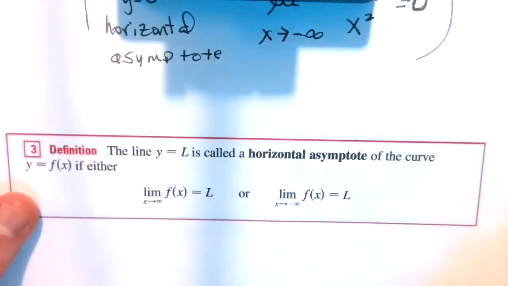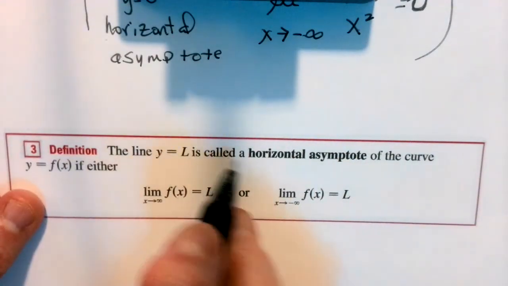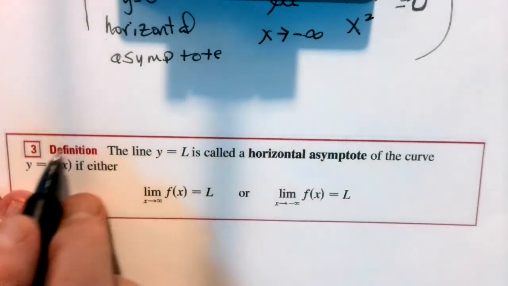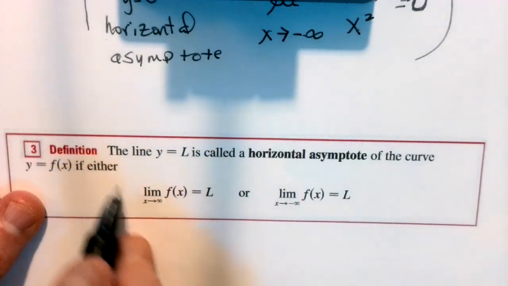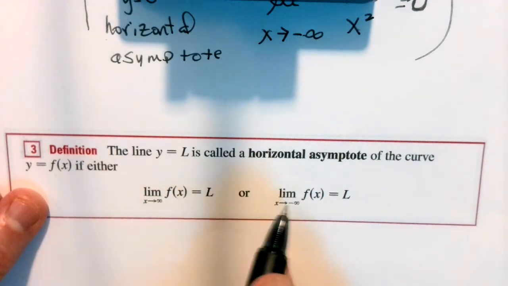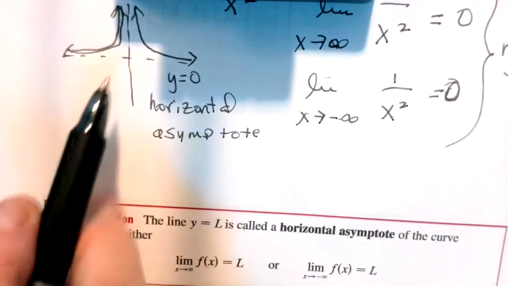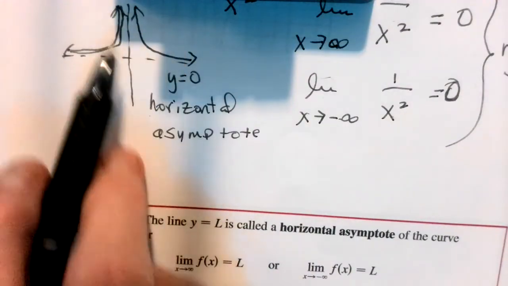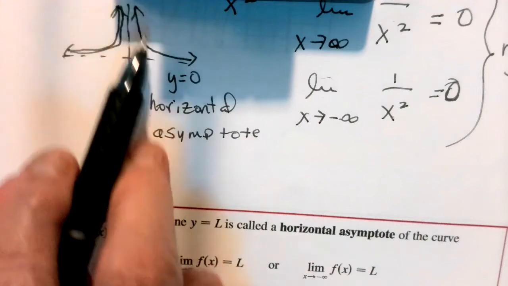Okay, so what we're saying down here, the line y equal L is called a horizontal asymptote of the curve y equal f of x, if either the limit as x goes to infinity of f of x equals L, or the limit as x goes to negative infinity of f of x equals L. So we've got two horizontal asymptotes here. They're both y equals 0, but there's one going out this way and there's one going out this way. So that's what we're talking about with horizontal asymptotes. Okay, let's go to the next page.